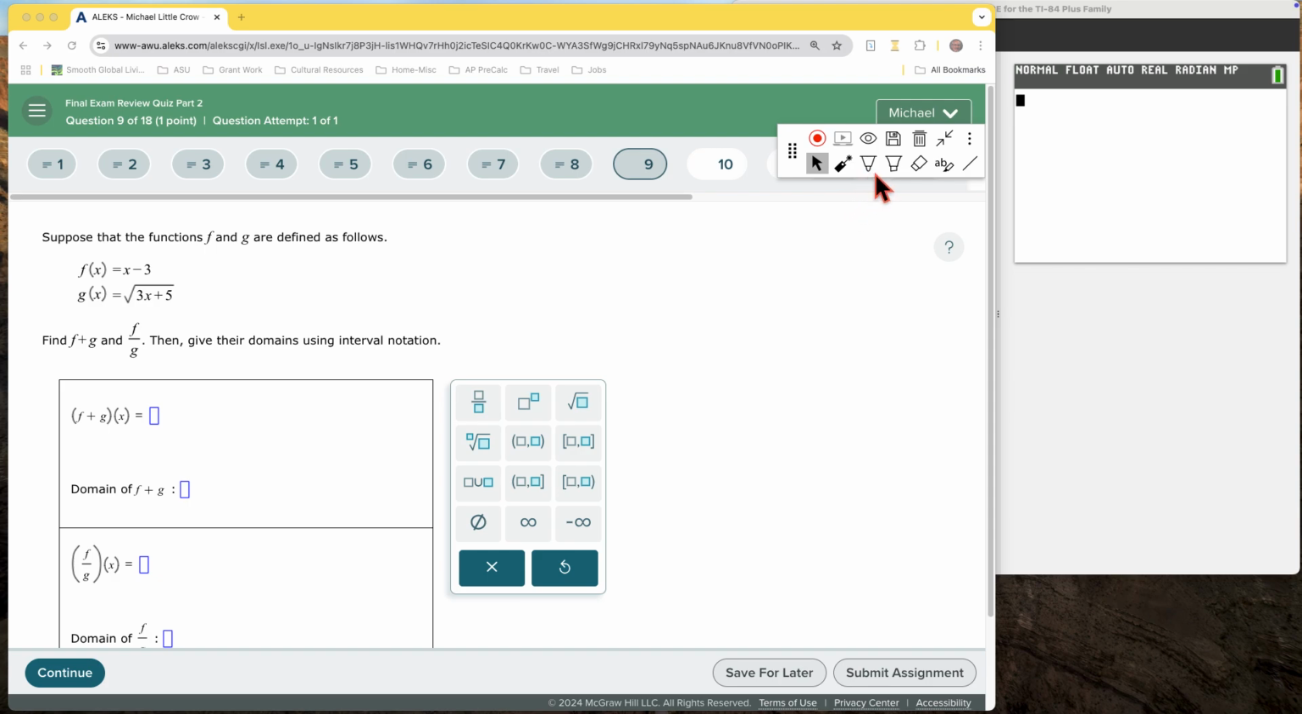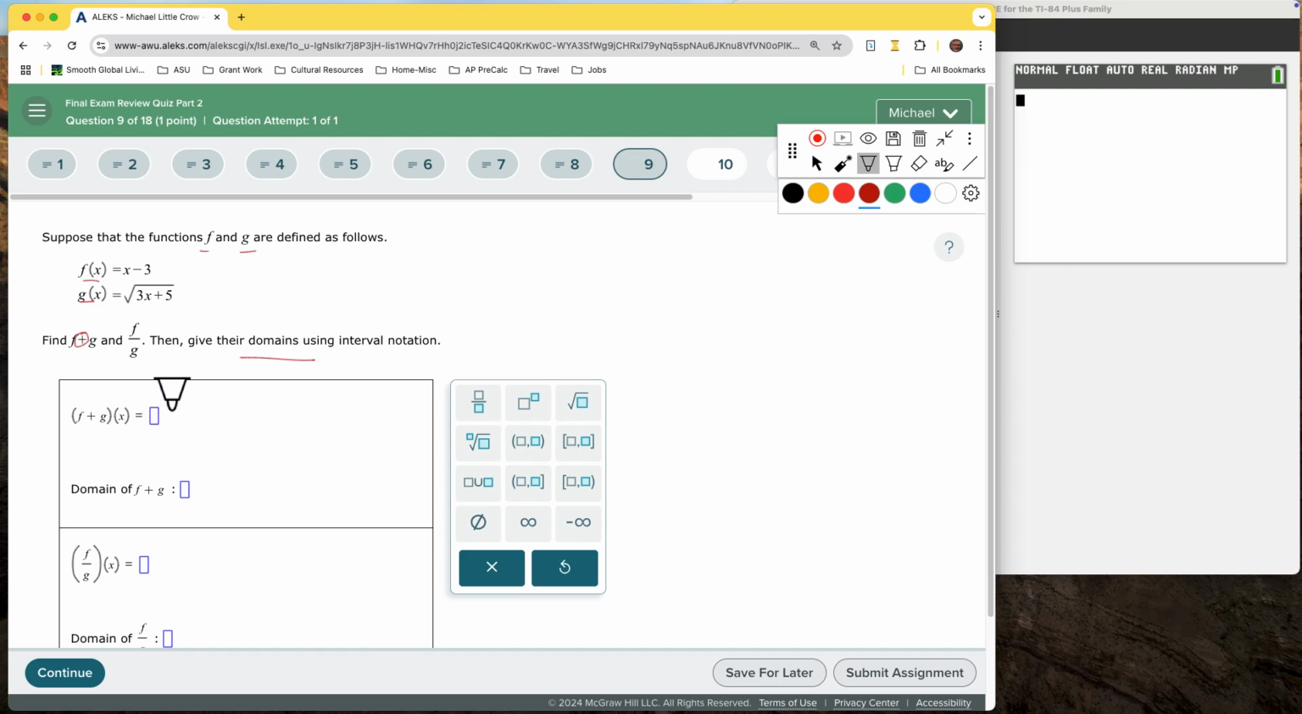Closer to the end of this review. Let's go with this. So we're given two functions, f and g, here, and we're asked to do a combination of functions. First we're asked to add them together, and then we have a division problem. In both cases, we need to talk about domains.